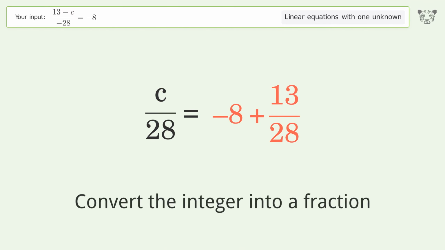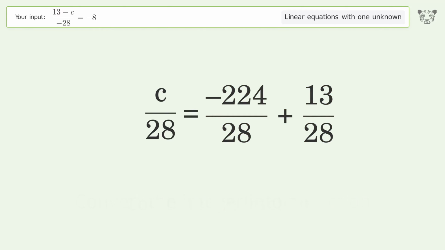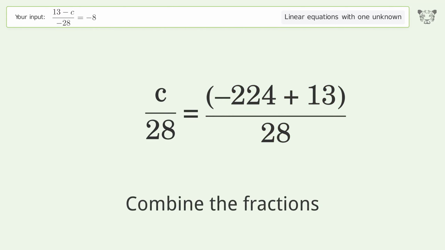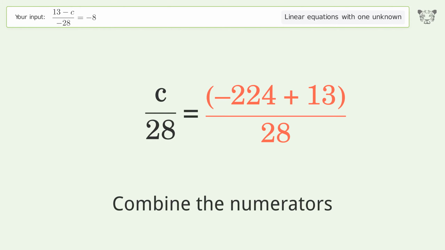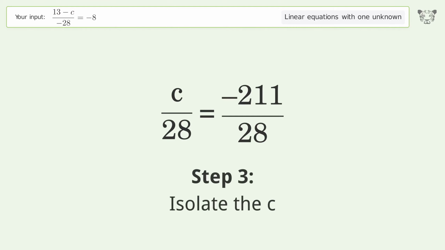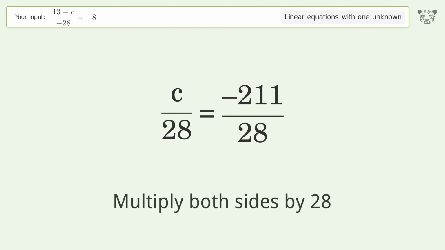Convert the integer into a fraction. Combine the fractions. Combine the numerators. Isolate the c. Multiply both sides by 28.